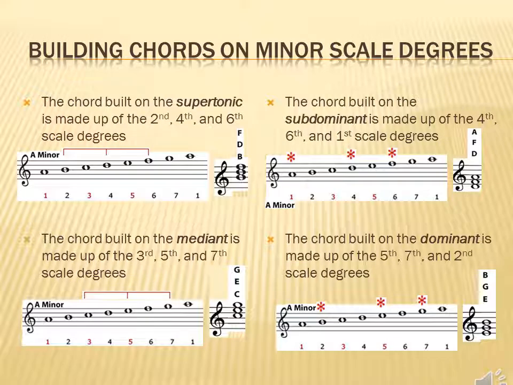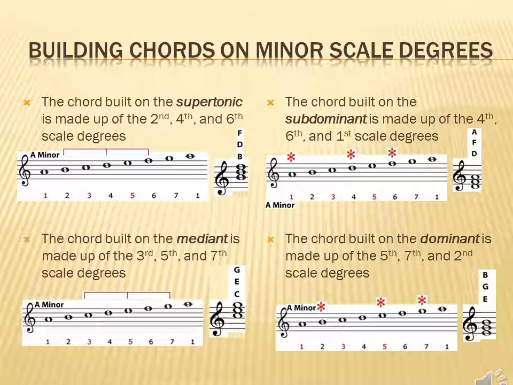The chord built on the supertonic is made up of the second, fourth, and sixth scale degrees. So we have B, D, and F as the diminished 2 chord in A minor. The chord built on the mediant is made up of the third, fifth, and seventh scale degrees. So we have C, E, and G as the major 3 chord in A minor.